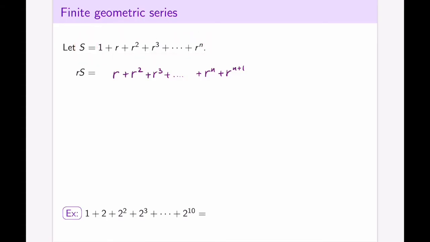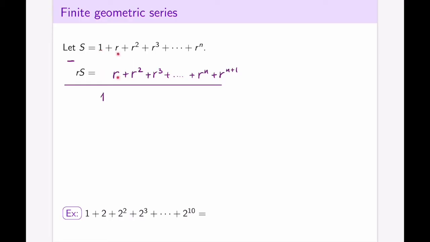What we're going to do next is, because we notice that a bunch of these terms are the same, we're simply going to subtract the two sums from each other. So I'm going to consider S minus rS, and I'm going to subtract in a column the way that we normally do with large numbers or large expressions. So what are we going to have? I have 1 minus nothing, so that's a 1.